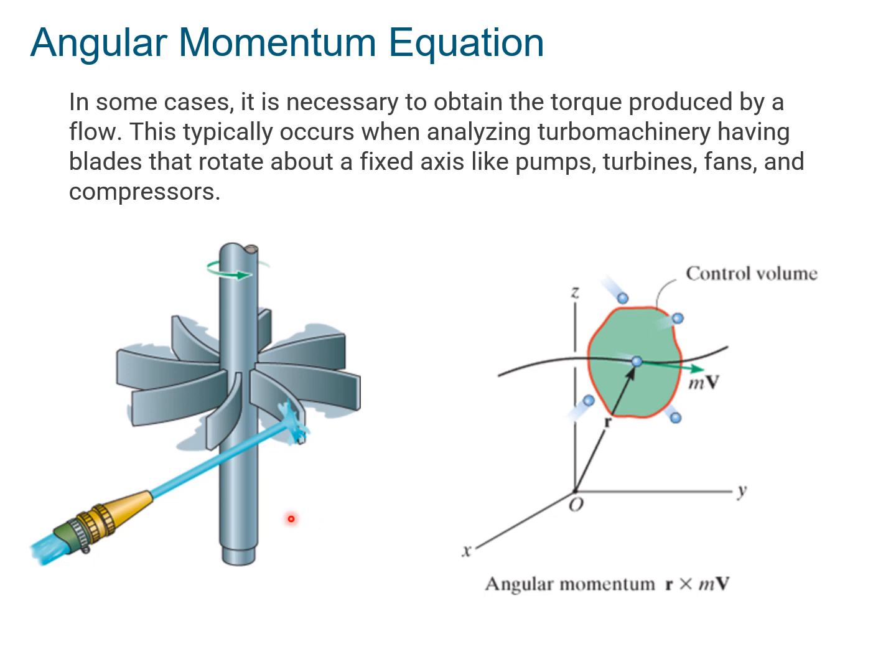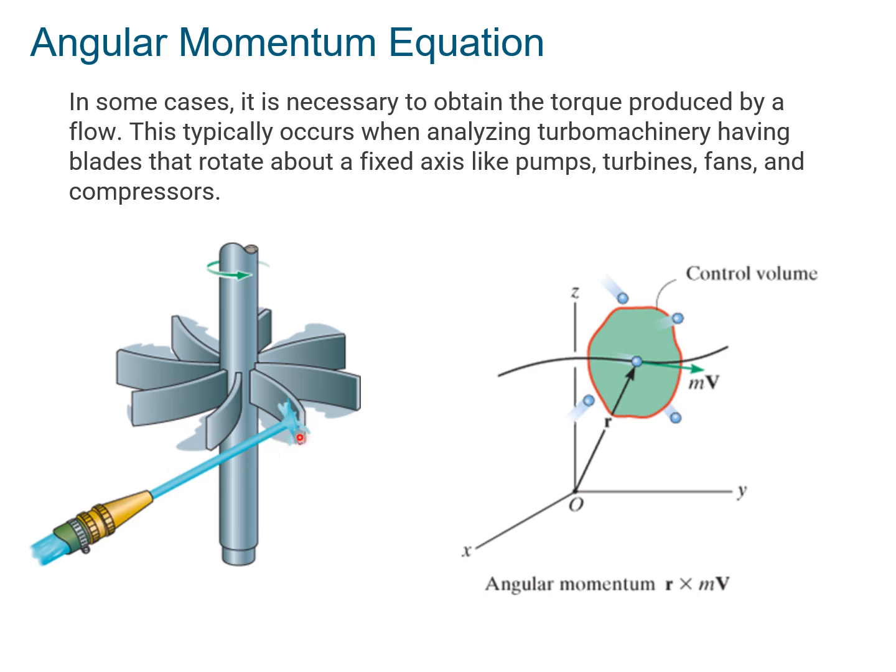This typically occurs when analyzing turbo machinery, having blades that rotate about a fixed axis, such as pumps, turbines, fans, and compressors. So it'd be a case where you'd have water flow impinging on a propeller. The water is imparting energy to make the blades turn. And so what's really happening is, similar to throwing a baseball and hitting this and making it turn, you have a conservation of momentum, but instead of a baseball, you're hitting it with a fluid.